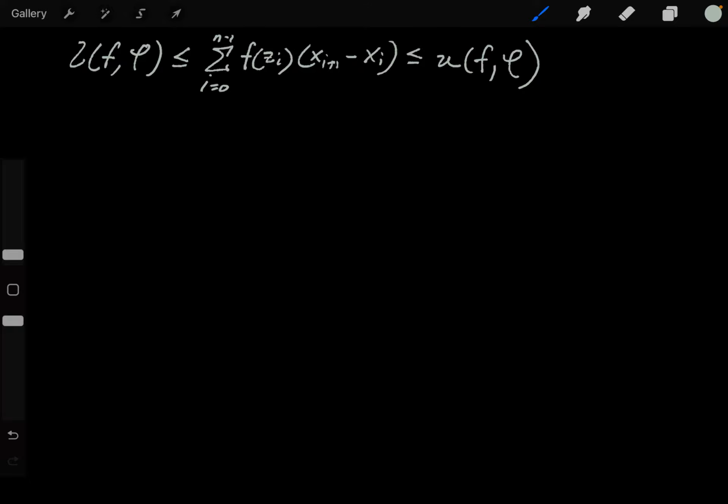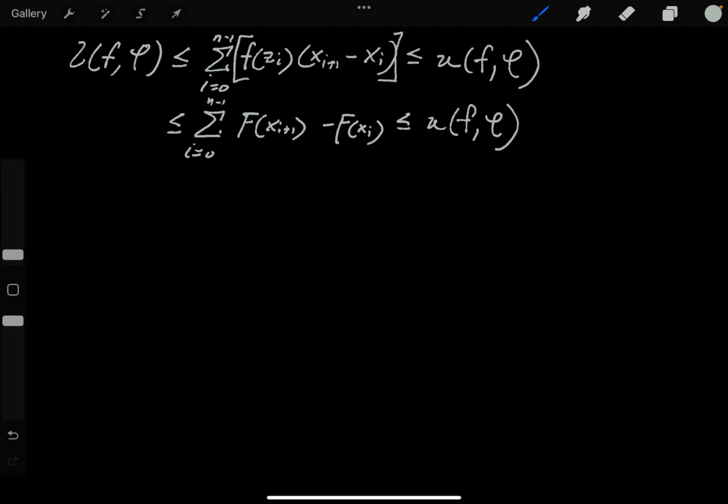Now, I also had from the mean value theorem that this piece was equal to capital F of xi plus 1 minus capital F of xi. So if I sum over all of them, then the two sums will be equal, and I'm just going to replace this with capital F of xi plus 1 minus capital F of xi. And then that's less than this still, and the lower one.